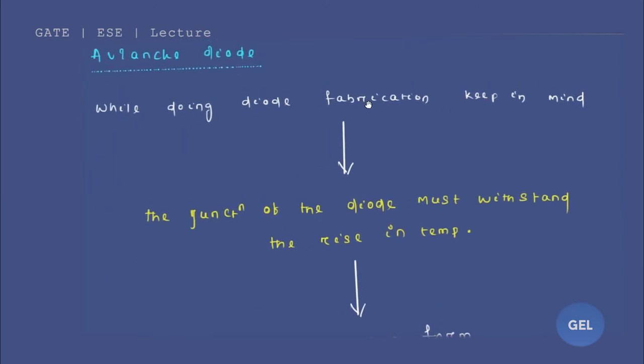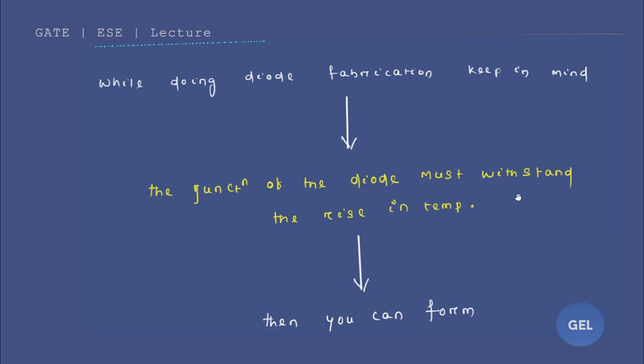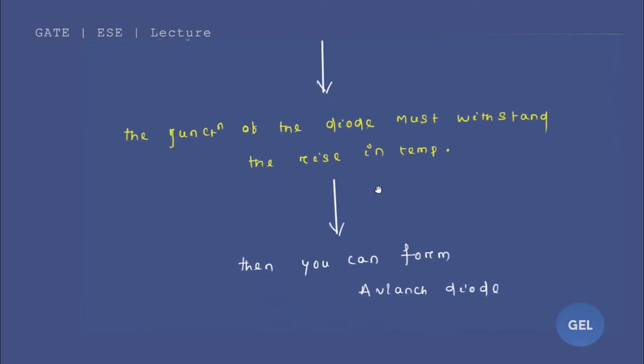During the fabrication of an avalanche diode, there is not much of this in your syllabus. Always remember this: the avalanche diode's depletion layer is always dependent on heat energy variation, very much heat energy. That is why during fabrication always keep in mind the junction of the diode must withstand the rise in temperature. Then you can form an avalanche diode.